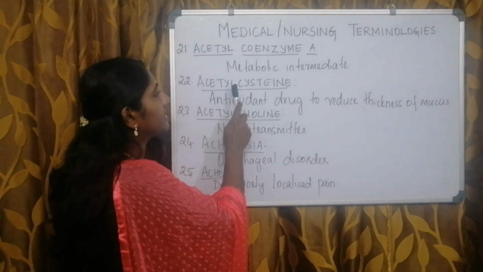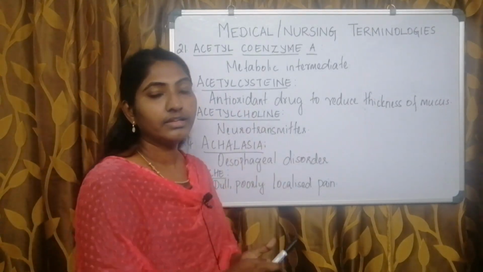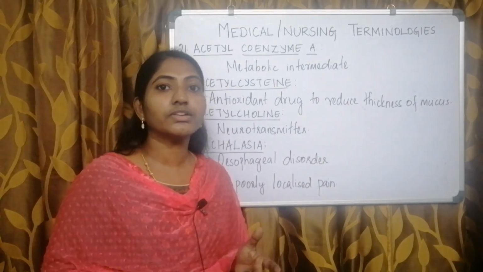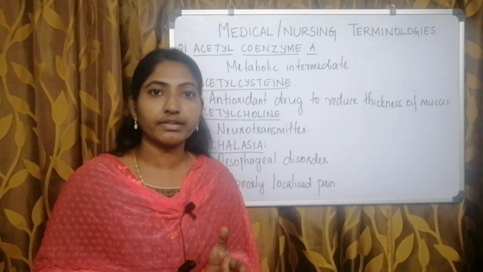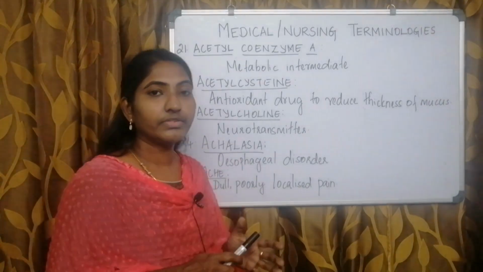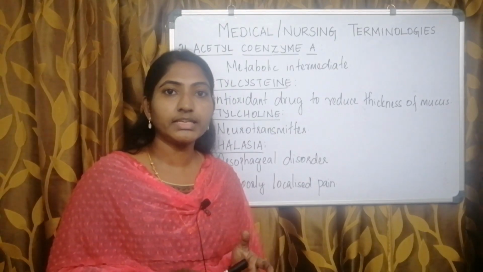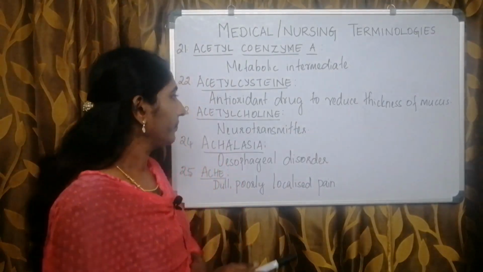Next one is acetylcysteine. Acetylcysteine is an antioxidant drug which is used to reduce the thickness of mucus and it helps to remove the mucus from the respiratory tract very easily. Acetylcysteine is also given to reduce the toxicity produced due to high doses of acetaminophen.